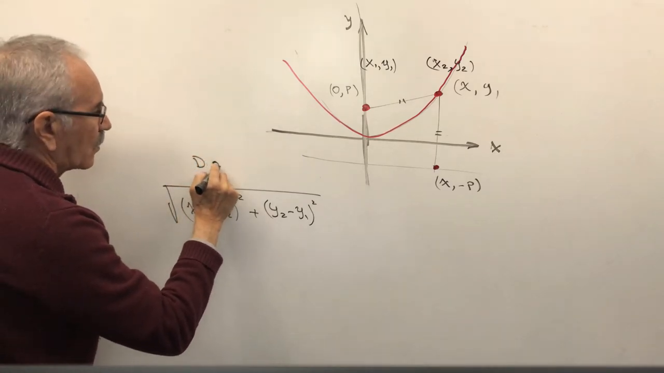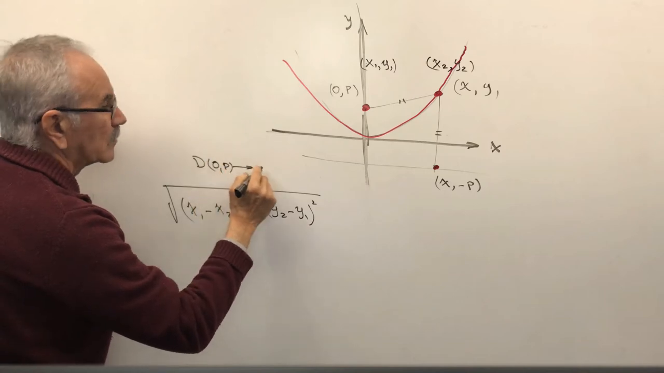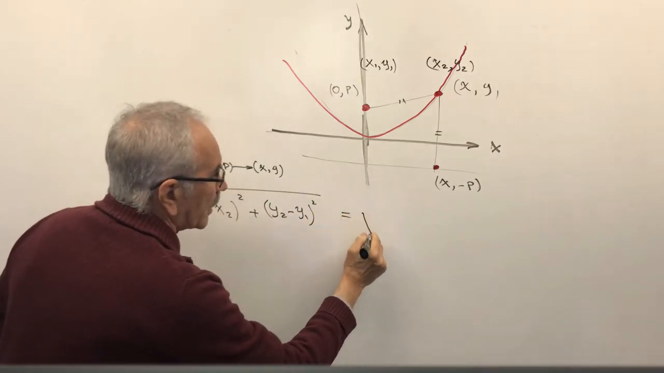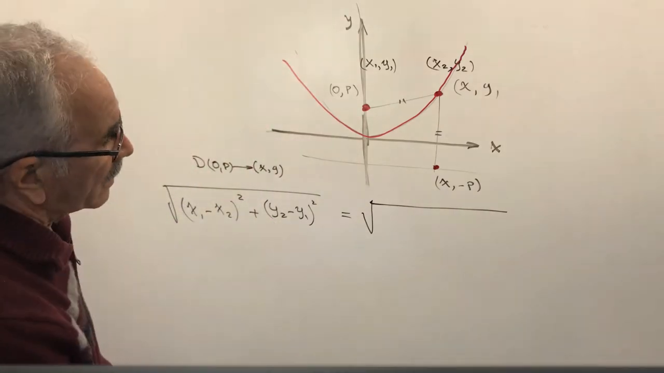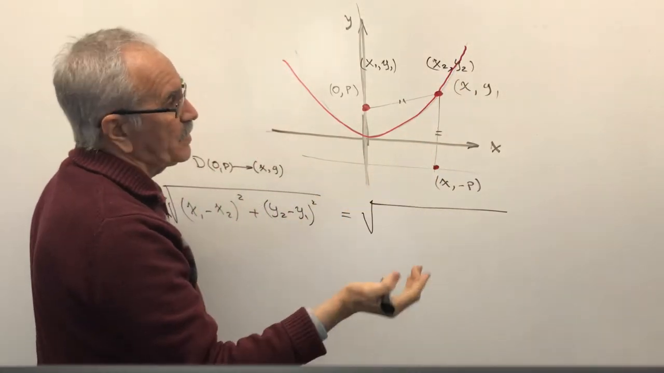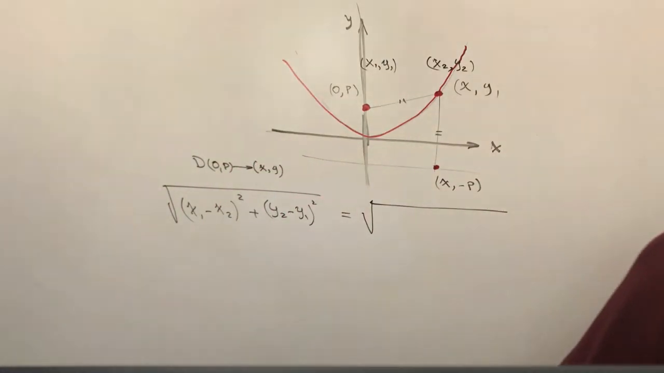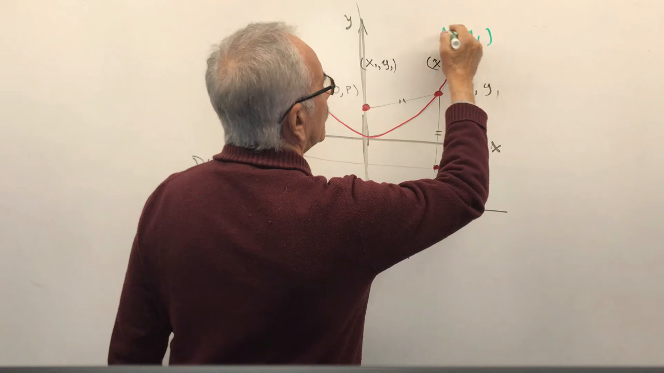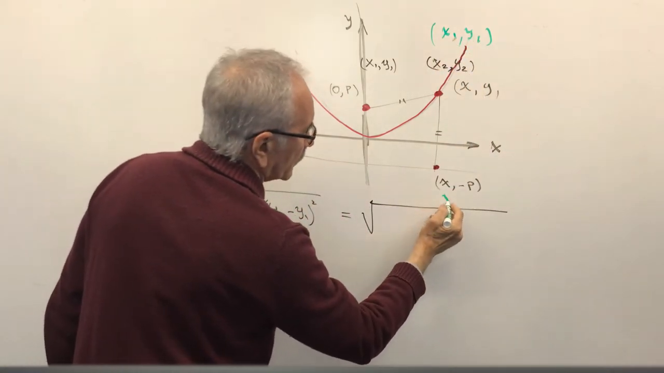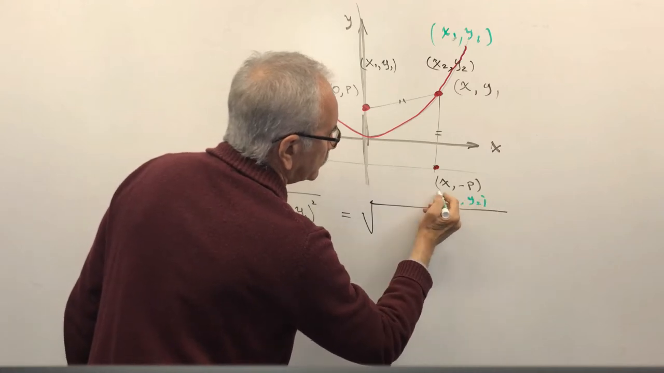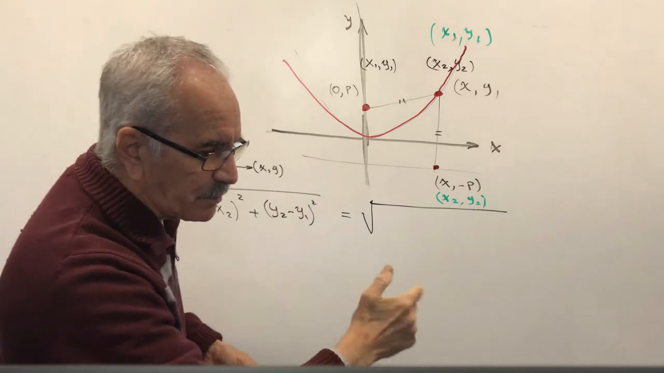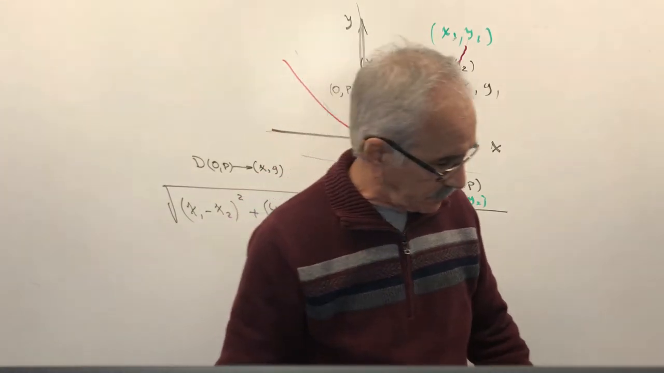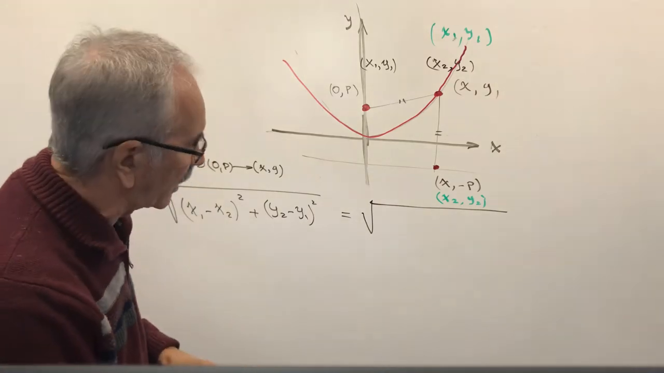between 0, P and X, Y, which is equal to, one more time, square root. Now we can consider that this is X2 and this is X1, or vice versa. We can consider, for example, this will be X1, Y1, and this will be X2, Y2. I am repeating because, as I told you before, there is no interaction, so I am not sure that you are catching everything I am explaining.